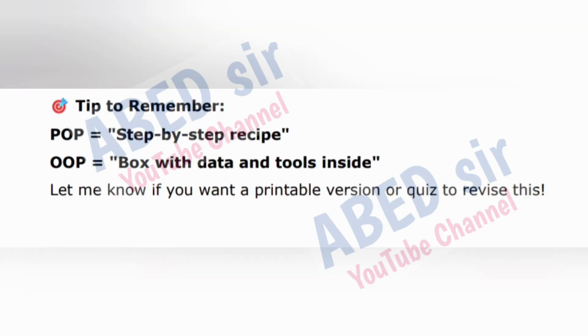Tip to remember: POP is a step-by-step recipe. OOP is a box with data and tools inside. Let me know if you want a printable version or quiz to revise this.